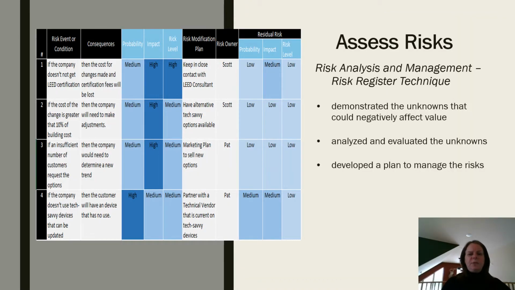Next, we did the assess risks. The purpose of assess risks was to understand the undesirable consequences around the change to estimate potential impact, the ability of the change to deliver value, and to make a recommendation for the course of action to address the risk.